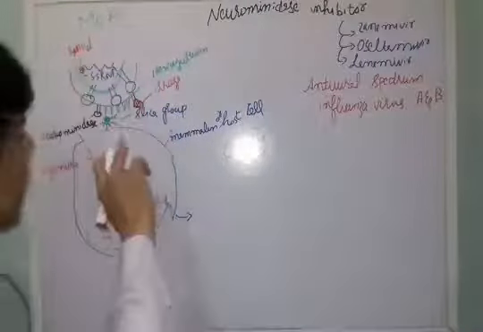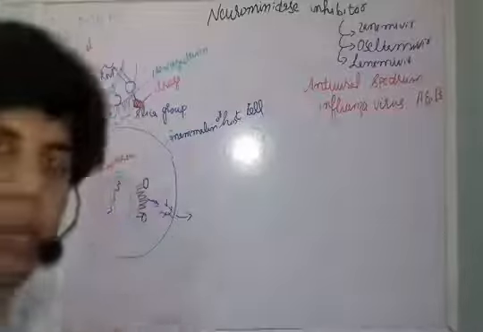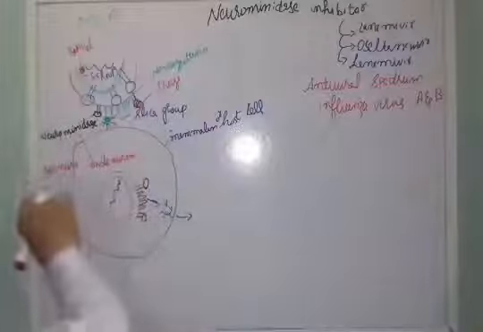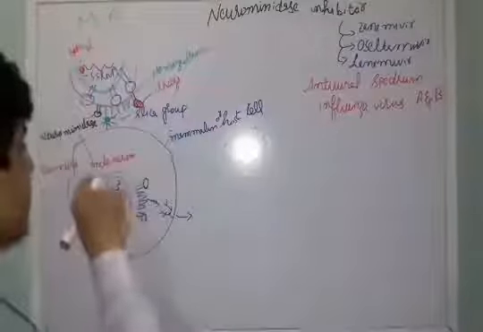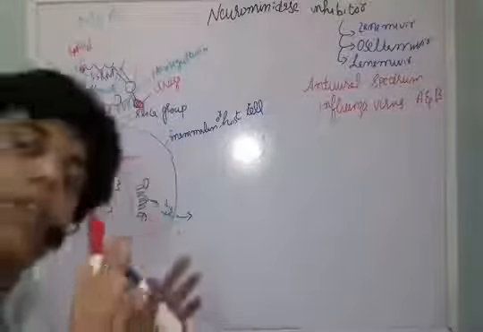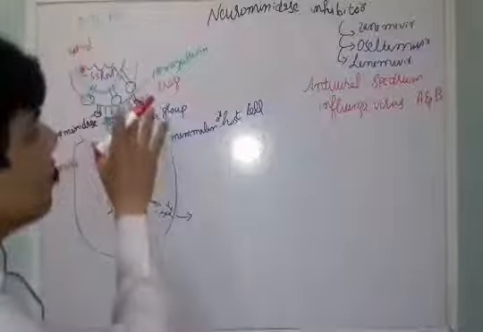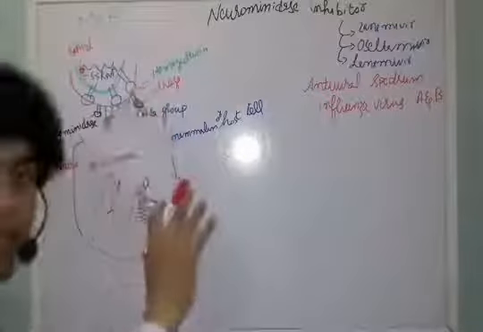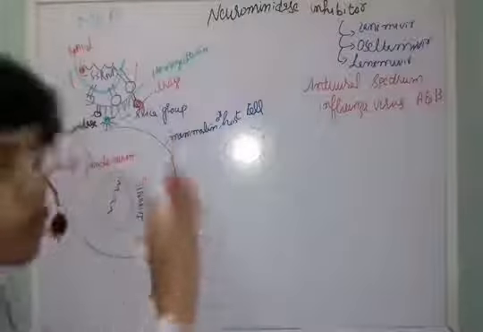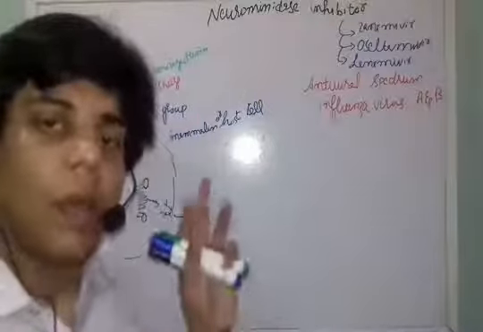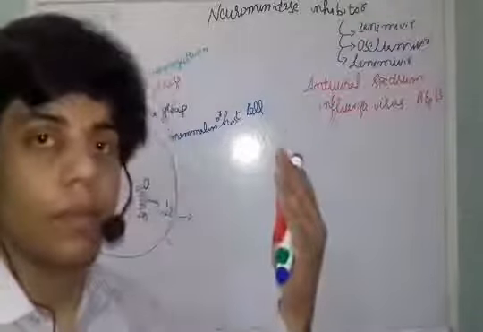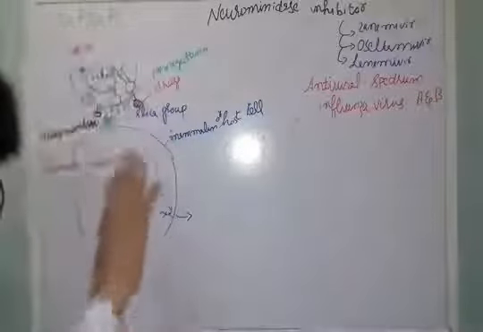what happens? This sialic acid group will not be cleaved. So once the sialic acid group is not cleaved by the activity of neuraminidase, this hemagglutinin will just attach, but due to loss of the function of this neuraminidase, because the drugs block this neuraminidase enzyme, this virus will not be internalized. This virus will remain outside. Fine. So this virus will not be internalized.